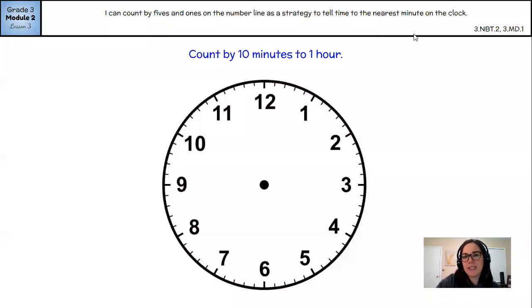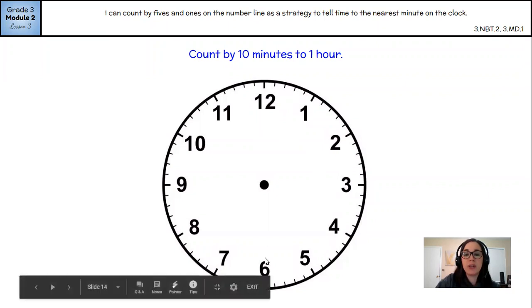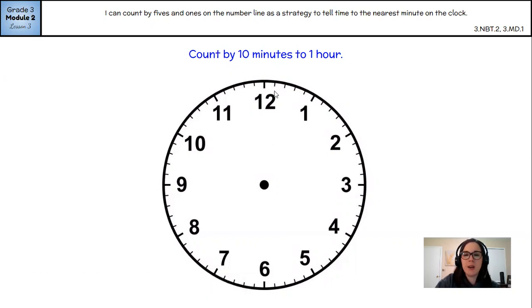Okay, now we're going to count by 10 minutes to the hour. So we go o'clock, 10, 20, 30, 40, 50, 60. Now let me point out, remember what these little guys are? Each one of these represents 1. So if we're at o'clock, we go 01, 02, 03, 04, 05. So don't forget about those little guys that come in between your increments of 5.